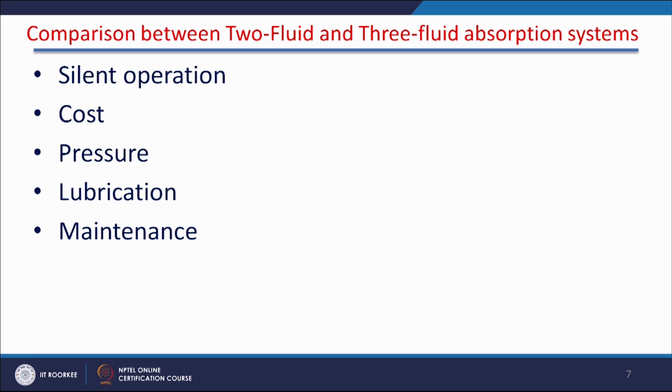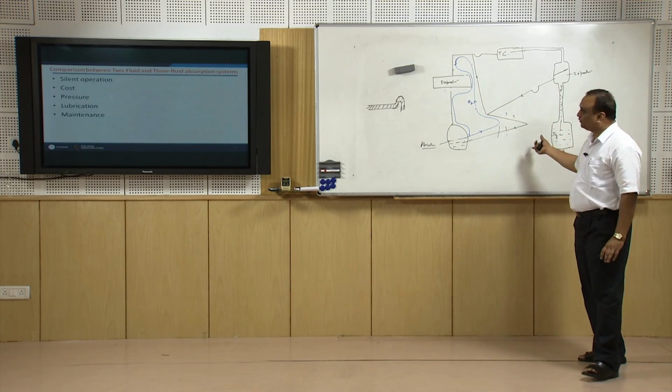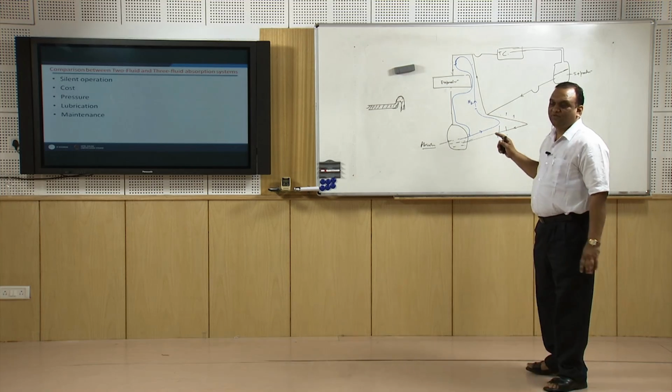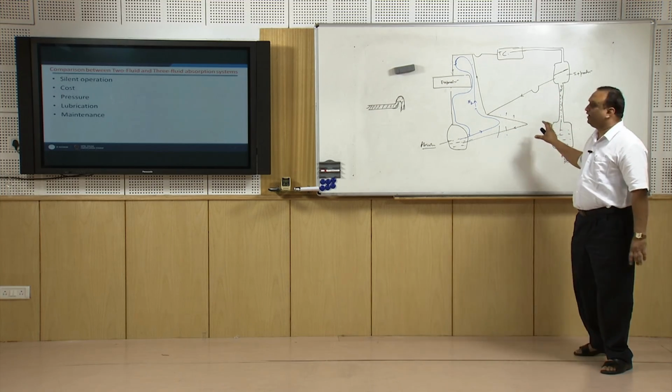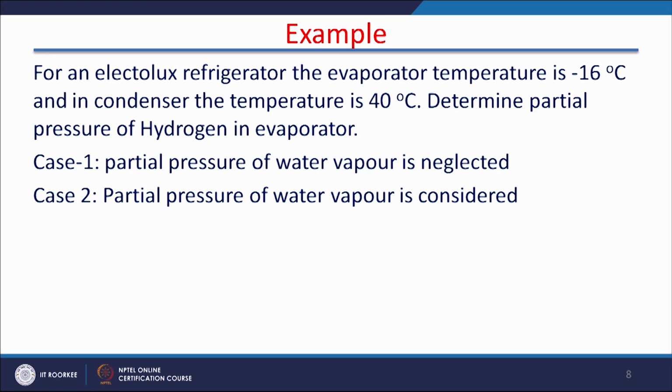Lubrication is not required and this type of system is maintenance free. But the major drawback of this system is that the cost is high. Perhaps if we go for mass production, cost can also be reduced. But this type of refrigerator is very good for rural applications where there is no electricity. Now, I will take one example to understand the working of an absorption system, a 3 fluid absorption system.